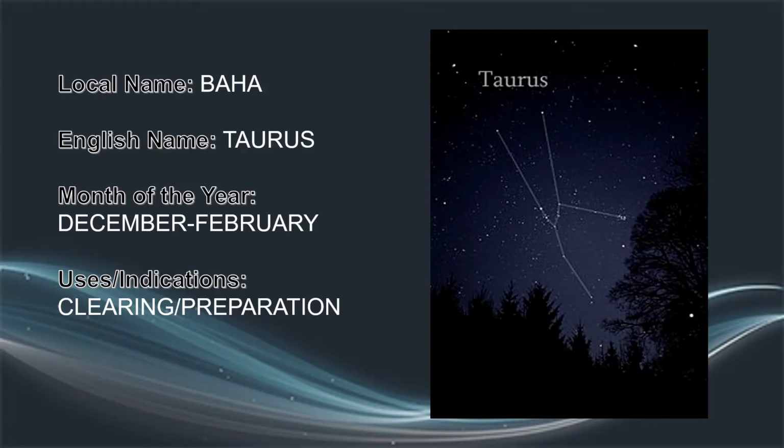These are the following constellations that ancient Filipinos named on their own. The local name is Baha. Its English name or Western equivalent is Taurus. They see this Baha or Taurus during December to February. The use of this is for clearing and preparations. Meaning to say, once they see this constellation during that time, that's the time for them to clear and prepare for planting or for whatever activity they want to do.